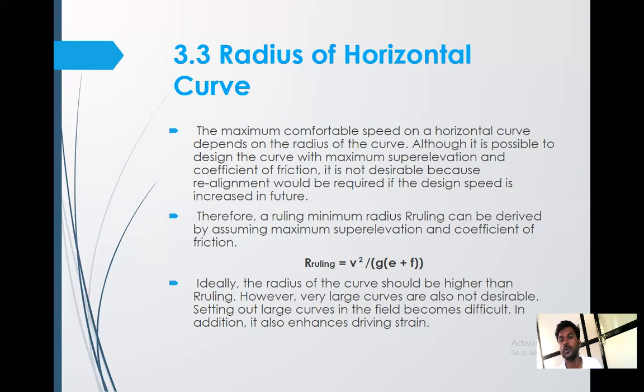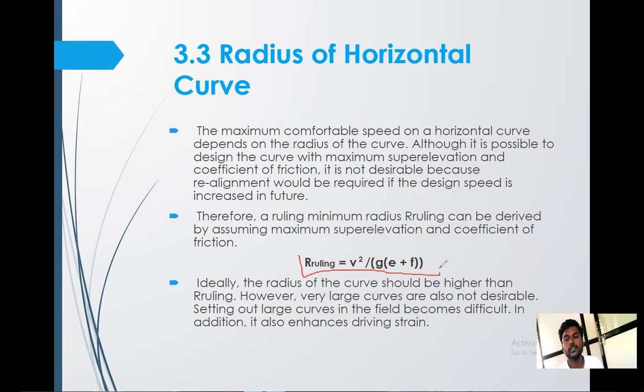Okay. What is meant by ruling radius? The ruling radius is nothing but the radius which is provided when the maximum super elevation and coefficient of friction are assumed. Write down the formula for ruling radius. Formula for ruling radius.